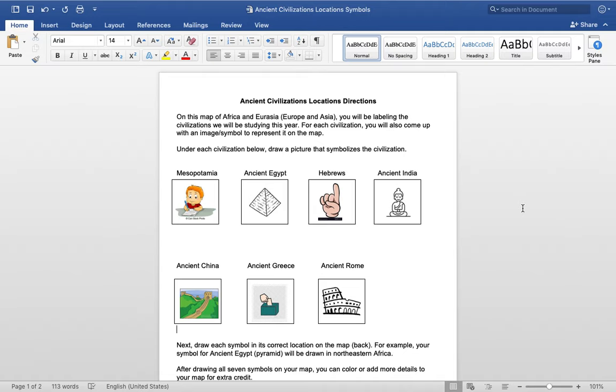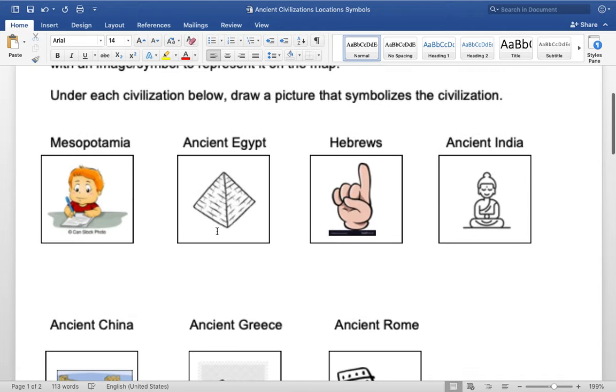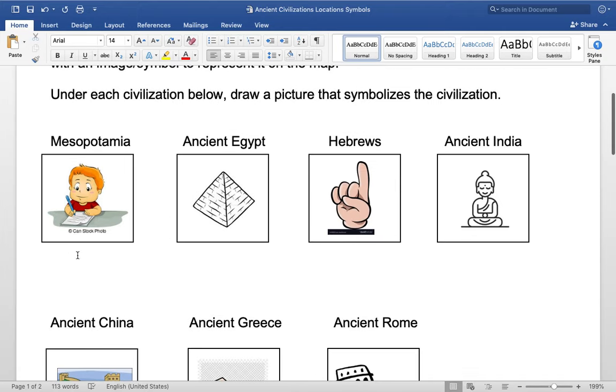For each civilization, you will also come up with an image symbol to represent it on the map, so hopefully you've already done this. Under each civilization below, draw a picture that symbolizes the civilization. So starting with Mesopotamia right here, I just found this picture of a little boy writing because Mesopotamia was one of the first civilizations to come up with a writing system.